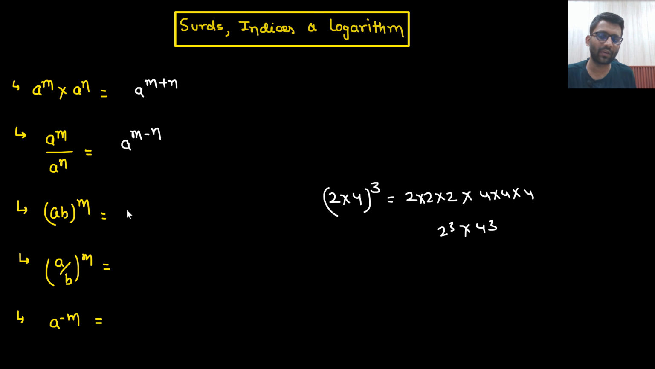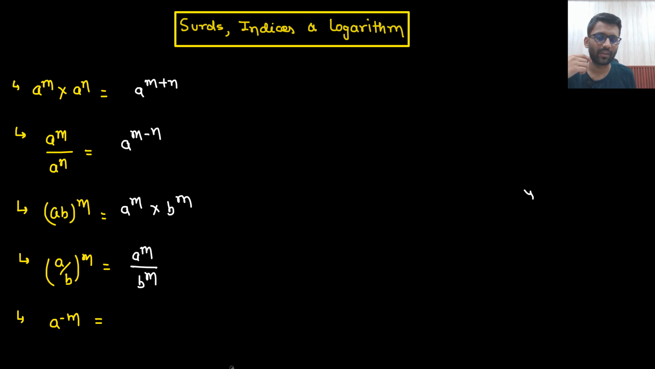So basically (ab)^m can be written as a^m into b^m. Similarly, (a/b)^m can be written as a^m divided by b^m. It cannot be written further, so this is how it can be written, (a/b)^m. You can prove it as well. How will you prove it?